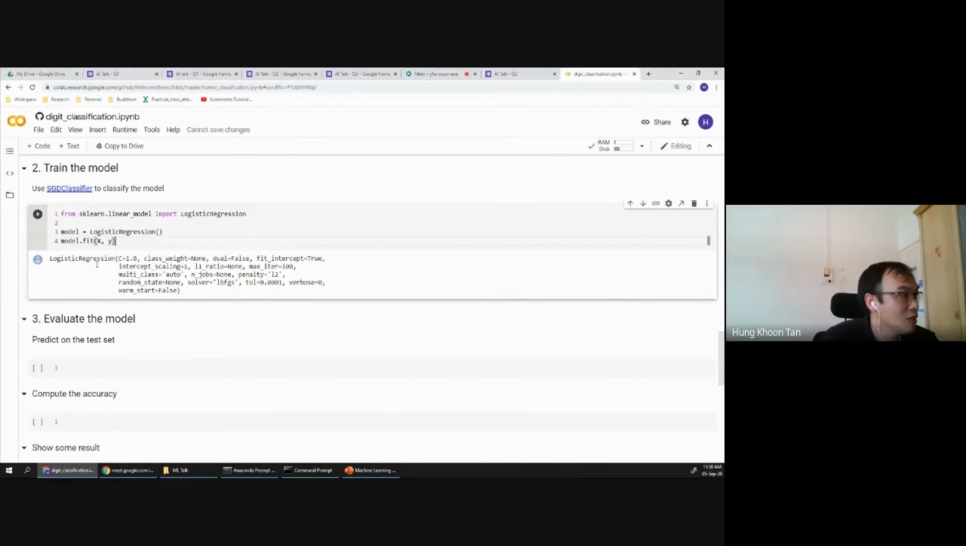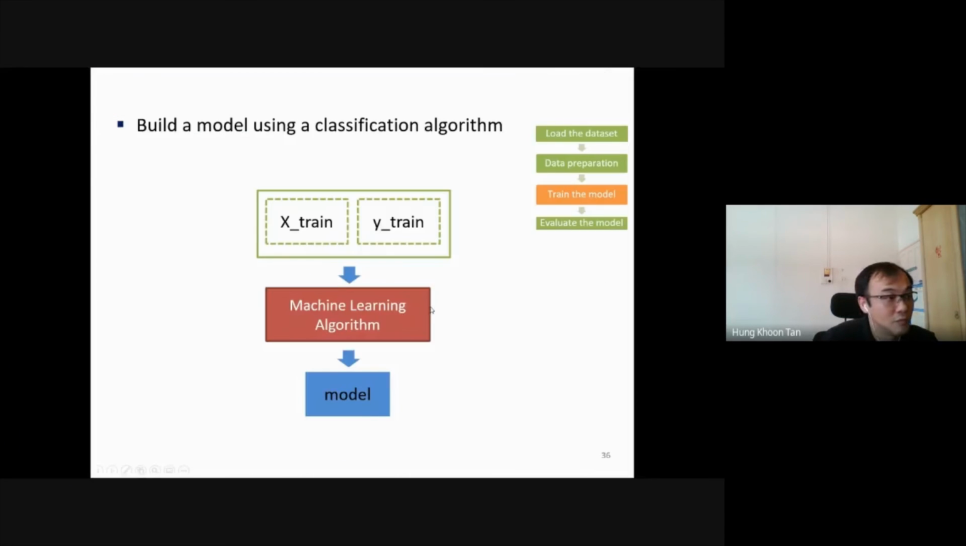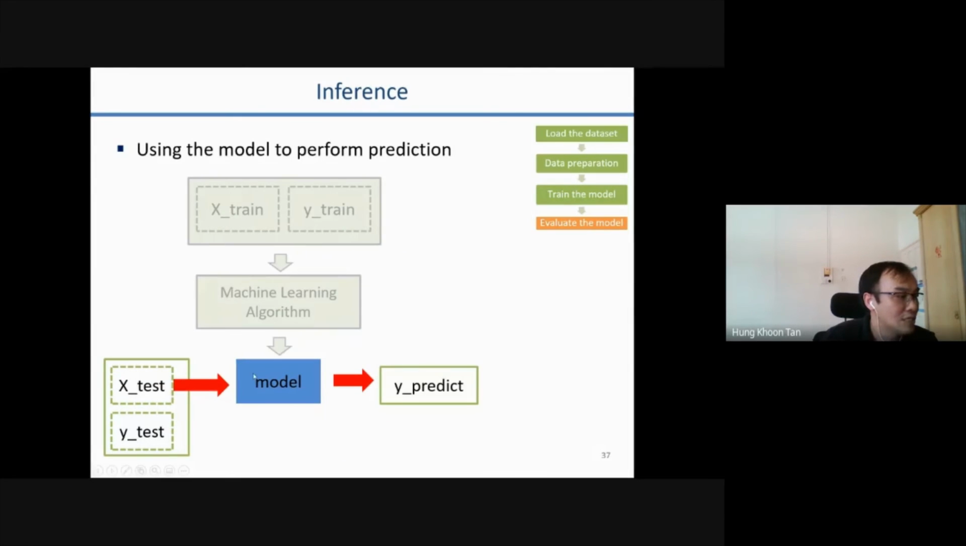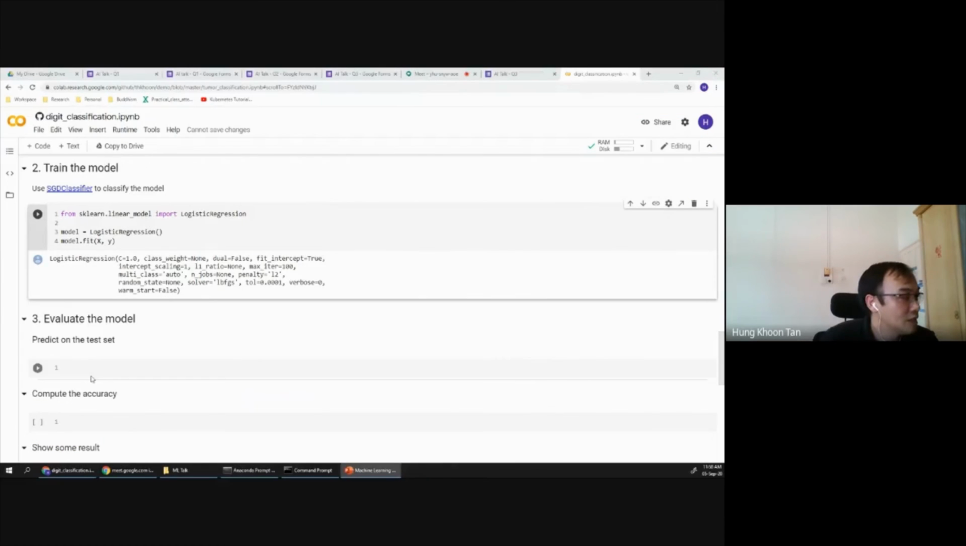All right. So once you have the model, the next step is you want to evaluate the model. You want to see how well your model is doing, right? So here is the last stage where I evaluate the model.